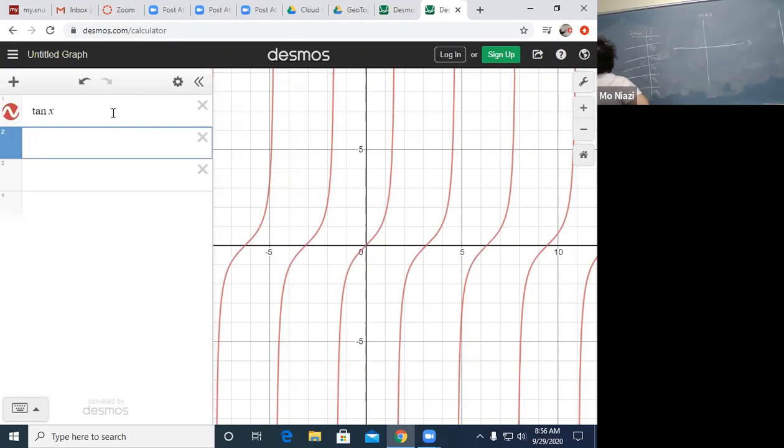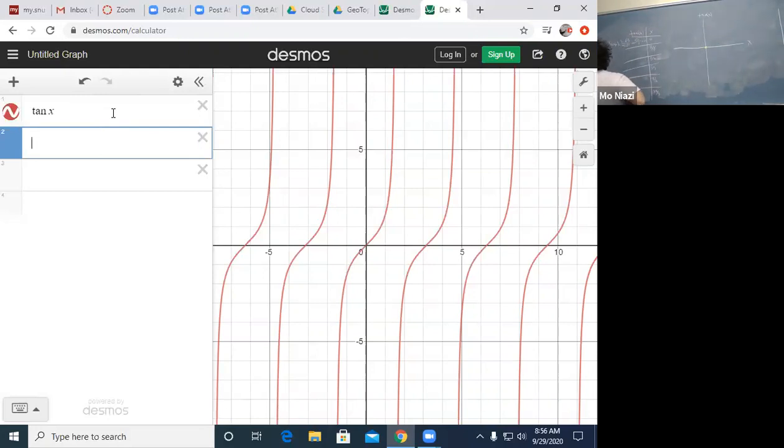What is the tangent of 0? Well, that's the sine of 0 over the cosine of 0, right? But the sine of 0 is 0. Cosine of 0 is 1. Right? And when 0 is in the numerator, the whole fraction is 0. So we put a dot here.